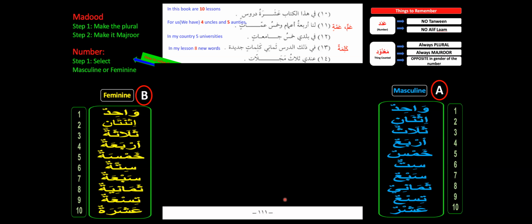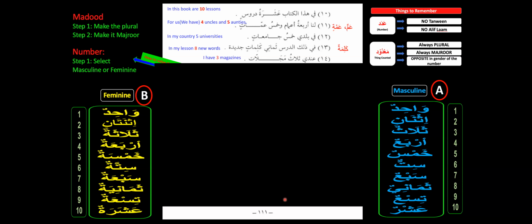في ذلك الدرس 8 كلمات جديدة. In that lesson, 8 new words. I apologize, it should be in that lesson. So in that lesson, there are 8 new words, right? So kalimatin, what's the singular? Kalimatun. It's a feminine word. So hence the number we are picking is from our list number A, which is for masculine, tamani.